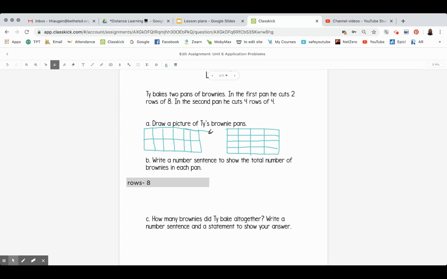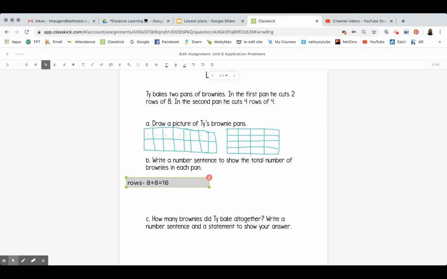He should have 8. Kiddos, draw an extra one here. Mrs. Haugen counted wrong. 1, 2, 3, 4, 5, 6, 7, 8. I totally counted wrong. I'm so sorry. There we go. Now we have a row of 8 on the top, a row of 8 on the bottom. It's a good thing to double check your work, otherwise I'd have totally missed that.